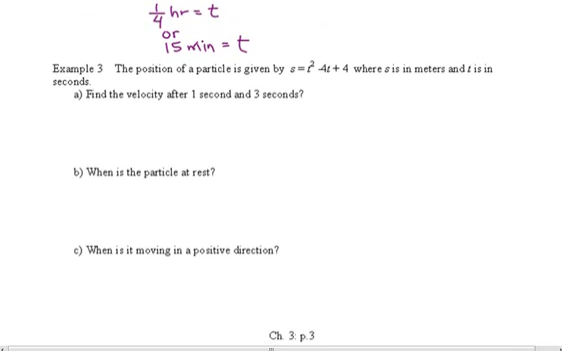Do you want to try the last one by yourself? How about try A and B, and then we'll go through C. We're almost done. It's a really short lesson today.